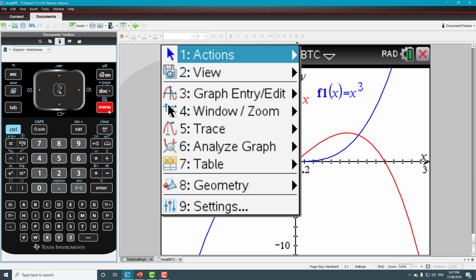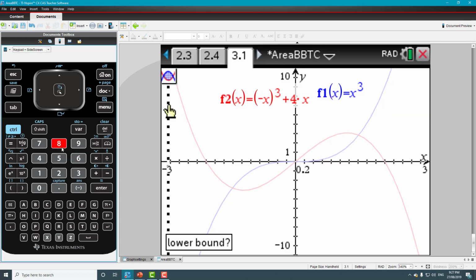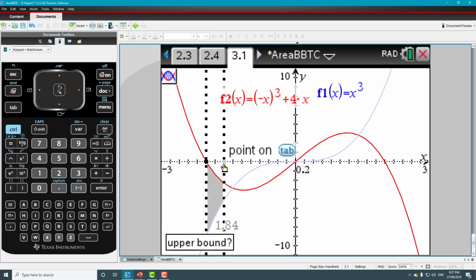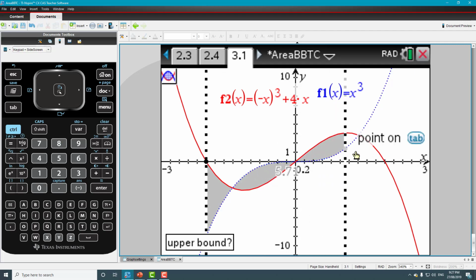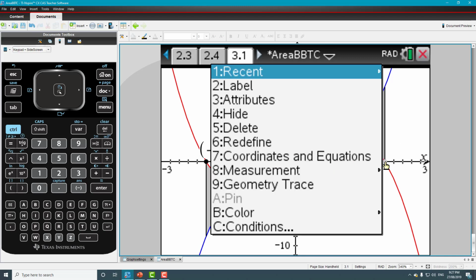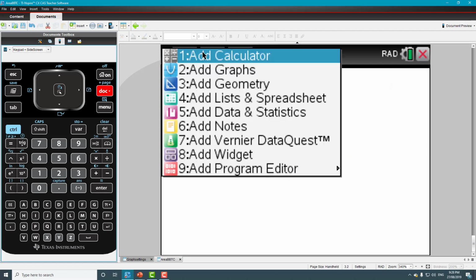So if I go menu and analyze graph, and then number 8 is bounded area. Now if I put my cursor there, and that seems like 2, and if I start moving it there, I can actually see it starts shading the area, and I keep going until I get to this point there. I think I put it at 2 by default because I've got that area as 8, but let's check that there is, yes, negative 2, and that there, if I put the coordinates, that's 2. So clearly from negative 2 to 2, these two curves have actually enclosed an area of 8 units. So that's actually doing it on the graphing screen.